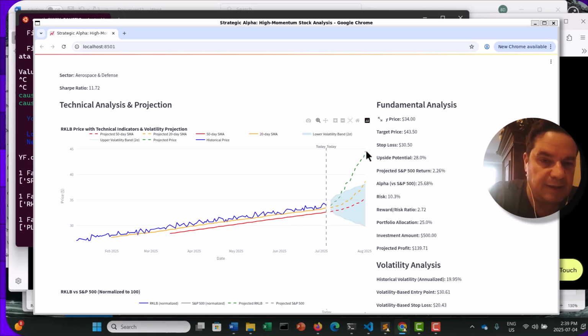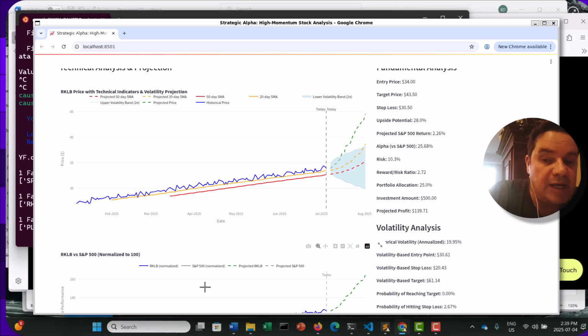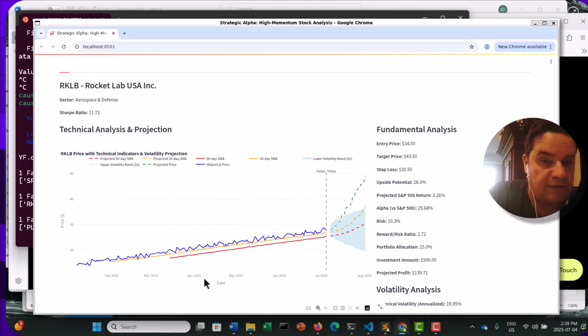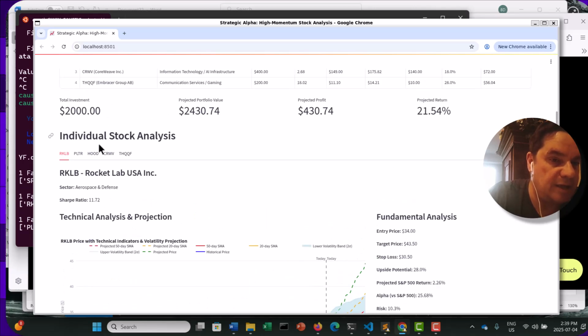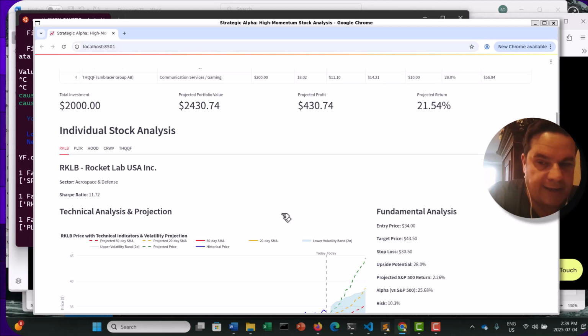So it's predicting the price is going to just rocket up, along with the 50-day moving average and the 20-day as well. So we can find out what's driving that. It's all projected. Okay. Sharpe ratio currently of 11%. And this company is the higher performing one, Rocket Lab.